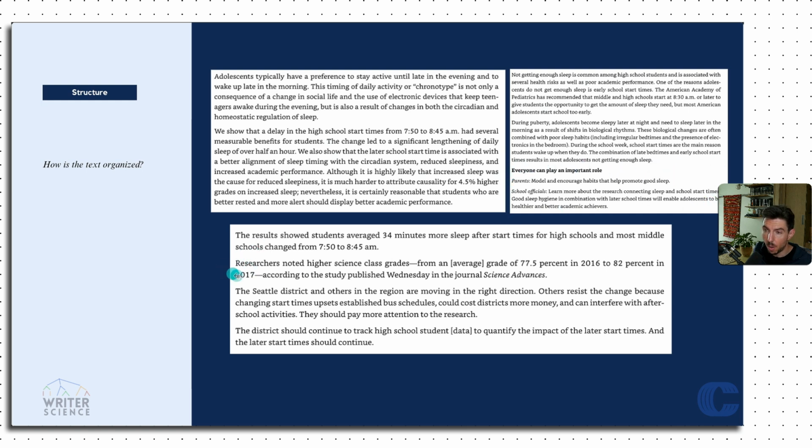And then here we have 1, 2, 3, 4 paragraphs. So what do we see here? The results. Here's the main result. Here's a quote from the researchers. Here's what the Seattle School District is doing, and here's what other people think, and here's what I think. That's the way that one is organized. 2 more points here. So we can also look at the context.